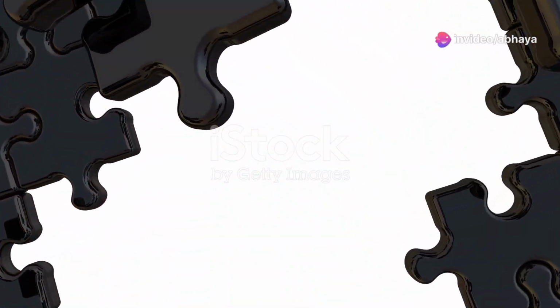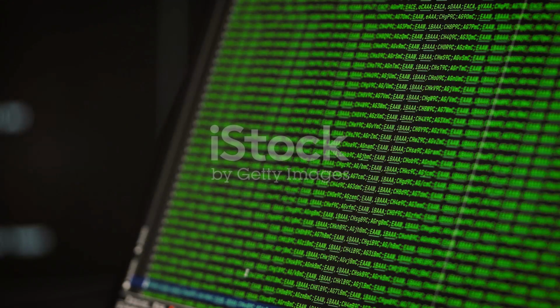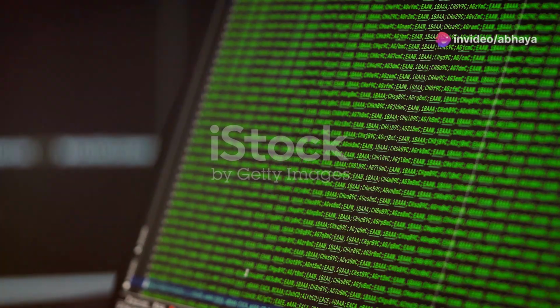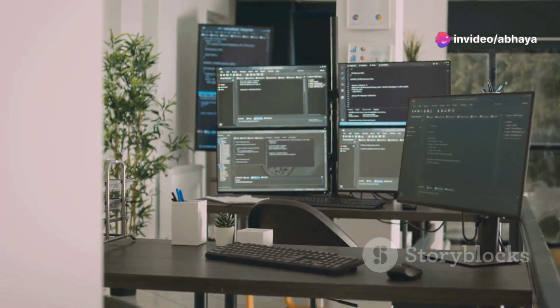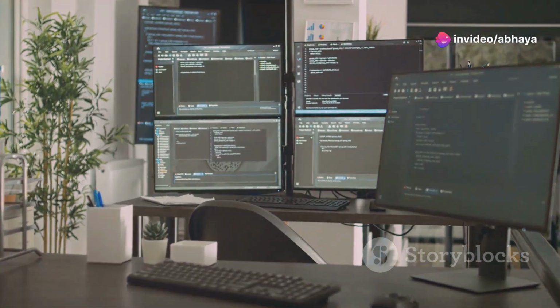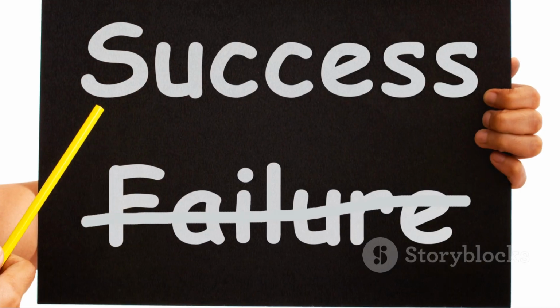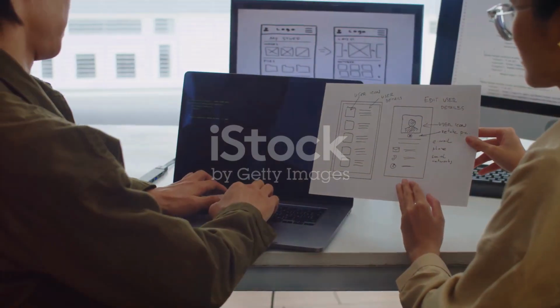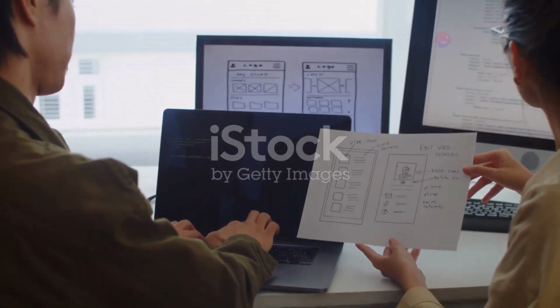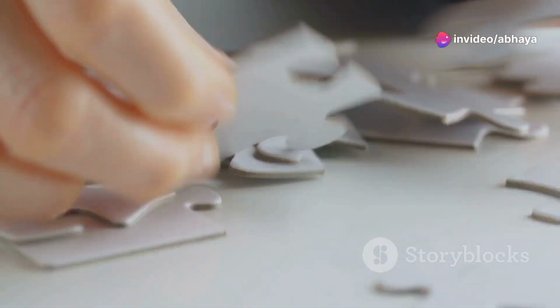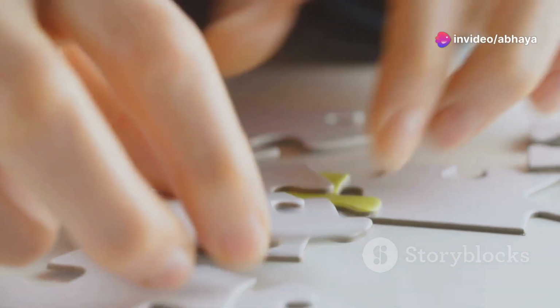Let's face it, software development is like putting together a giant jigsaw puzzle. You've got all these different pieces or modules that need to fit together perfectly for the big picture to make sense. But sometimes, those pieces don't quite align the way they should. That's where integration issues rear their ugly heads. You see, each module might work perfectly fine in isolation, but when you put them together, things can get messy. It's like trying to fit a square peg into a round hole. It's just not going to work.